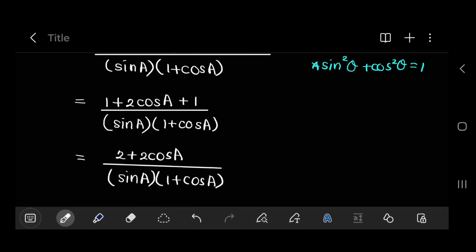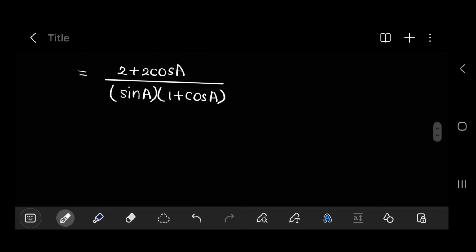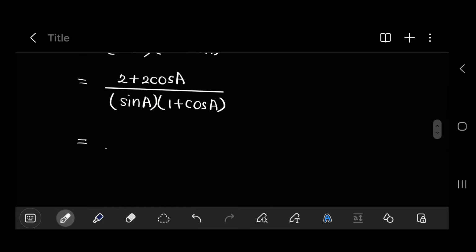Now, once you gather those like terms, something interesting you notice is that both your terms in the numerator contain 2. Since 2 is common in both these terms, let's pull it out as a common factor. So taking out 2 as a common factor, in your first term, you are left with 1. In the second term, you'll be left with positive cos A.